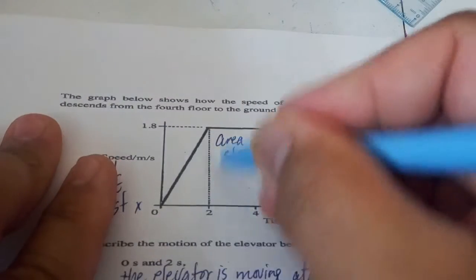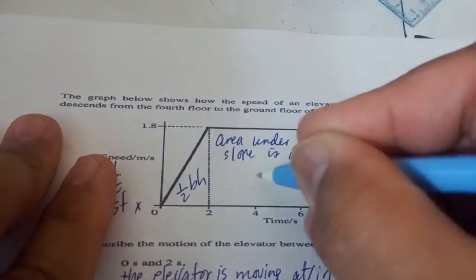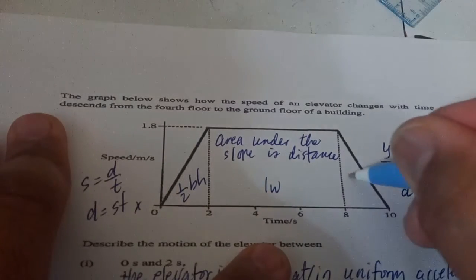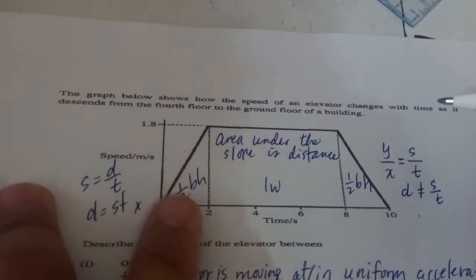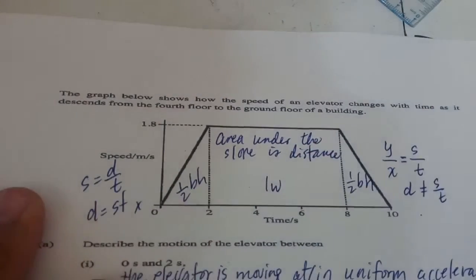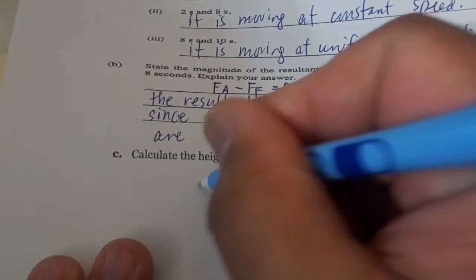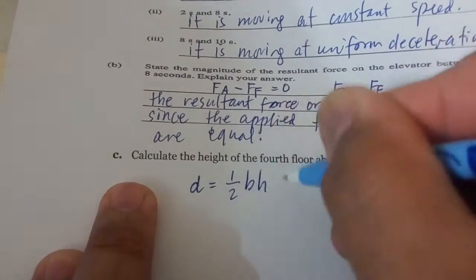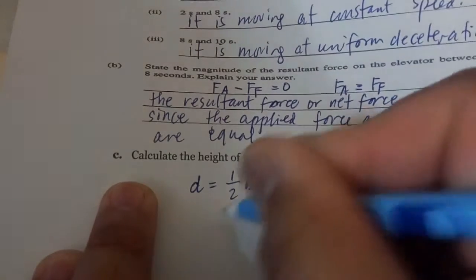The area here is a triangle, so that would be 1/2 BH. And the area here is the length times the width. And the area here is 1/2 BH. So you're going to add the values of the area of the two triangles plus the area of the rectangle. That would be the distance or the height, which is equal to 1/2 BH plus LW plus 1/2 BH.